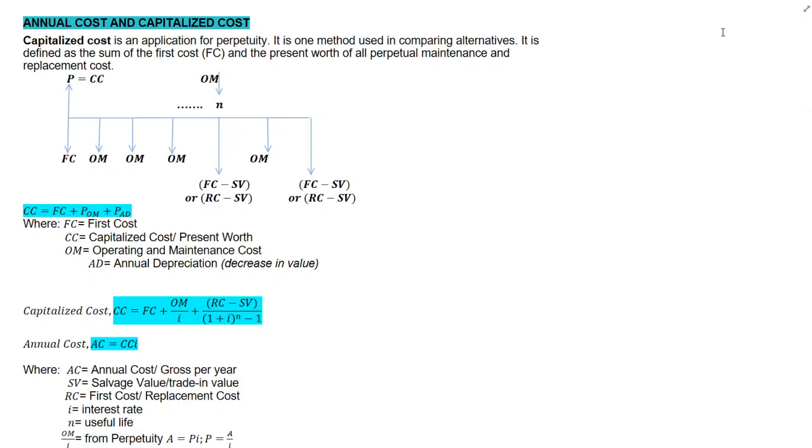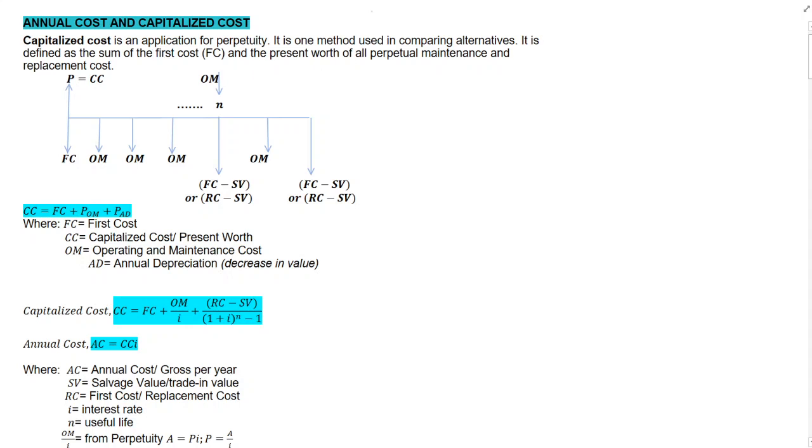We are in lesson 3, so we are in money time relationship. So we have here the last topics on the money time relationship, which are the annual cost and capitalized cost, and the gradient. So let us discuss this.